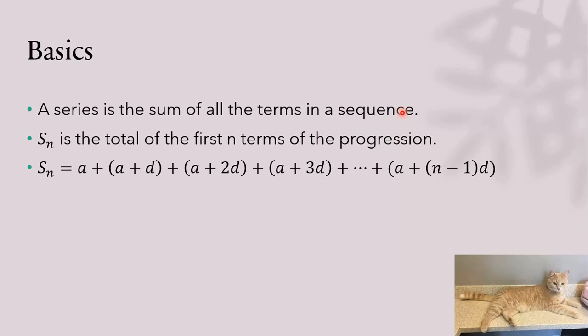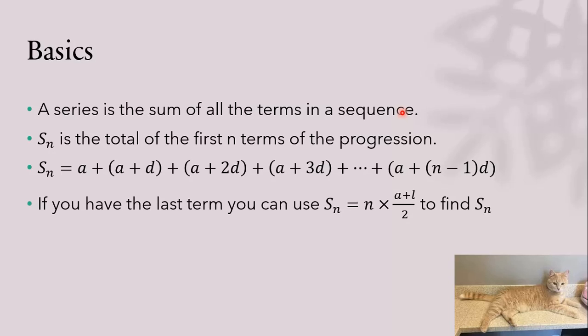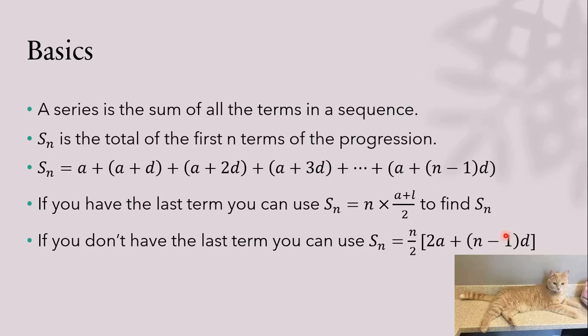S of n is equal to a plus a plus d plus a plus 2d plus a plus 3d plus, and so on until you get to a plus n minus 1 lots of d. If you have the last term, you can use S of n equals n times by a plus l over 2 to find S of n. If you don't have the last term, you can use S of n equals n over 2 lots of 2a plus n minus 1 lots of d.